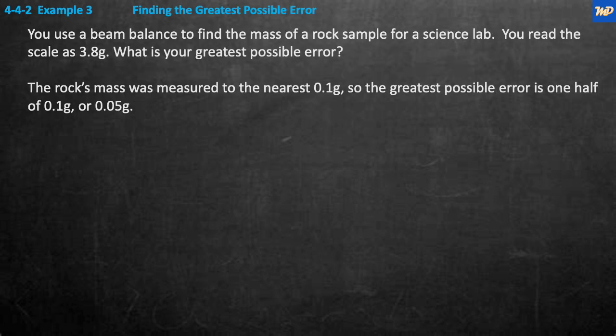Example 3, finding the greatest possible error. You use a beam balance to find the mass of a rock sample for a science lab. You read the scale as 3.8 grams. So grams is your measuring unit. What is your greatest possible error? So here it is, the rock's mass was measured to the nearest 0.1 grams. But now since we've qualified that, our unit of measure is 0.1 gram.